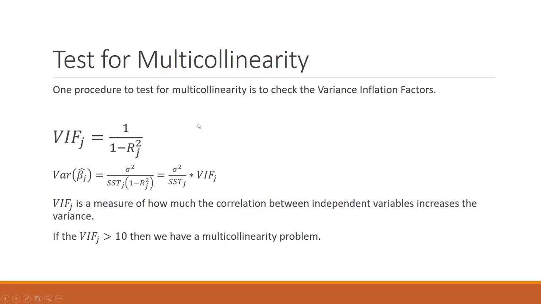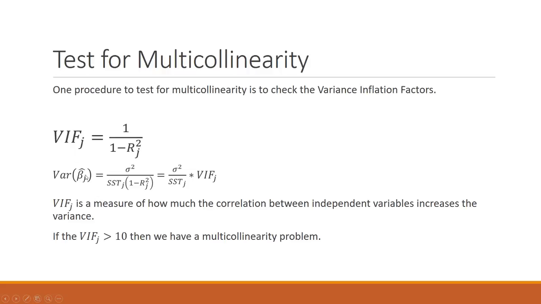Okay, but now a more structured test is to check the variance inflation factors. The variance inflation factor, or VIF, for some independent variable j is equal to 1 divided by 1 minus R squared j. This R squared j, again, is the R squared value taken from the regression of xj on all the other independent variables.